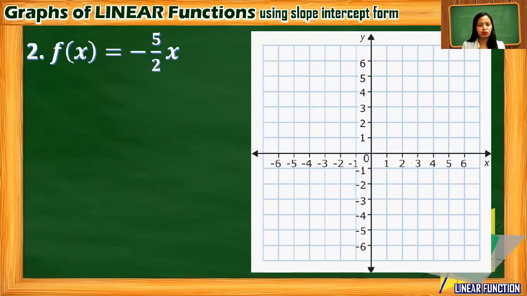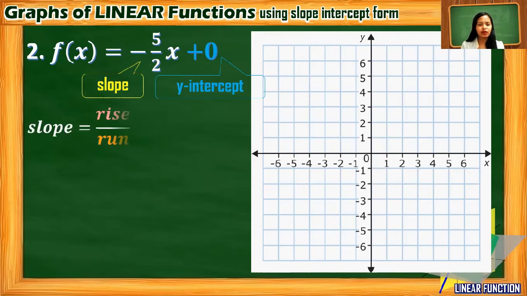Moving on to another example, we have f of x is equal to negative 5 over 2x. So again, we need to identify the slope, and that is negative 5 over 2. In this function, there is no constant added or subtracted. Therefore, we can assume that the constant is 0, and that would be our y-intercept. Going back to the formula of our slope, that is rise over run, that is equal to negative 5 over 2. Since the numerator is negative, we are going to move 5 units downward. And since our denominator is positive, we're going to move 2 units to the right.